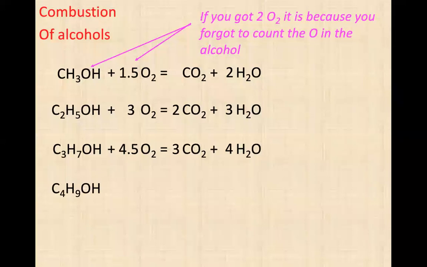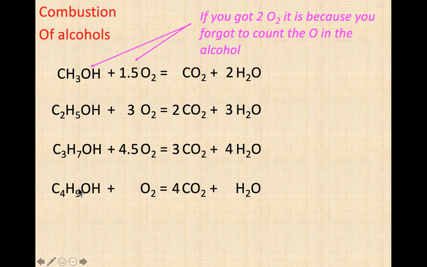butanol, again, put down plus O2 equals CO2 plus H2O. 4 carbons, 4 carbon dioxides, 9 and 1 is 10 hydrogens, 5 H2O makes 10 hydrogens on that side, and then I've got 4 2s are 8, 8 and 5 is 13, take away 1 there, 12, so I need 6 O2s to give me the 12 that I need.